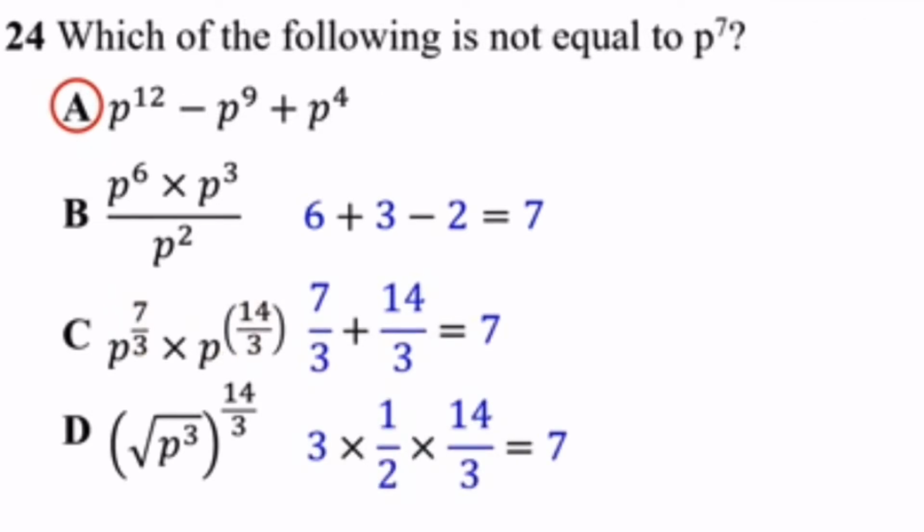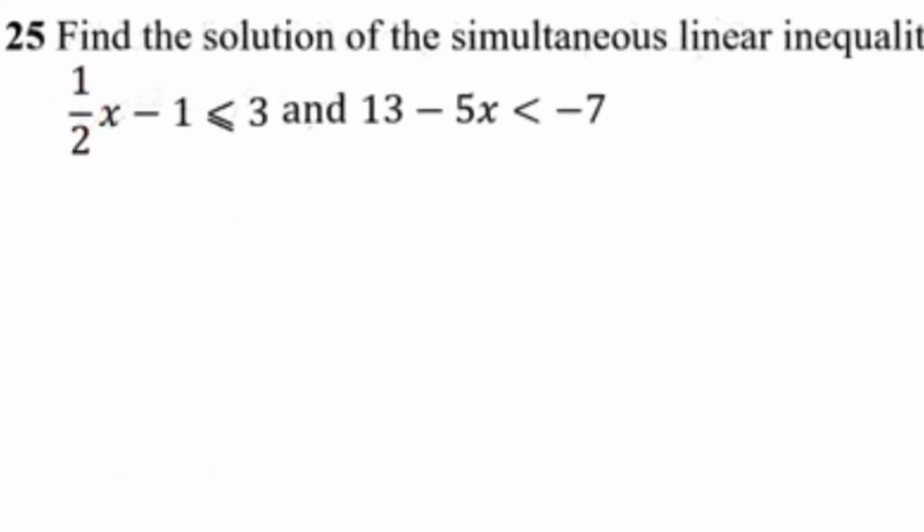For question 25, find the solution of the simultaneous linear inequality. Let's see how to solve this question. So you have half x minus 1 less than or equal to 3, and 13 minus 5x less than negative 7. So we need to solve the simultaneous linear inequality.